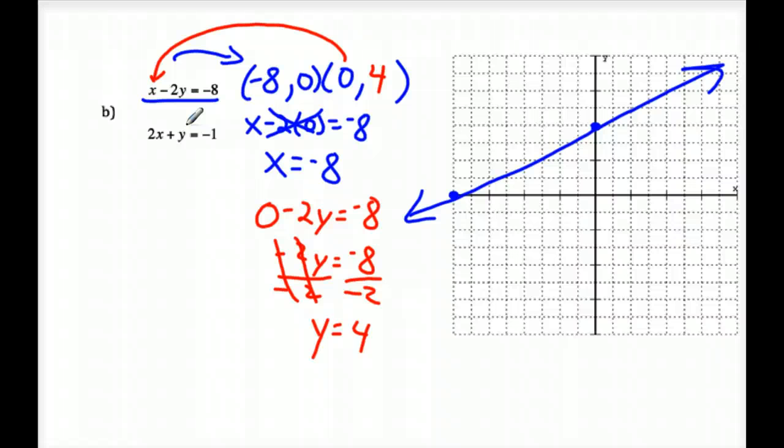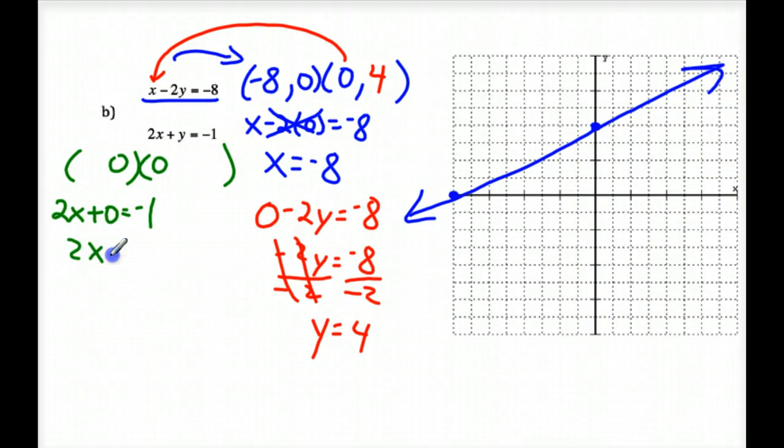Now, the second one's a little bit tricky, but we can still do it. Both equations were in standard form, so we want to use those X and Y intercepts. 2x plus 0 equals -1. 2x equals -1. This one, guys, did not work out to a nice even integer. But that's okay. We know where -1/2 is at. So the X-intercept is -1/2 comma 0.